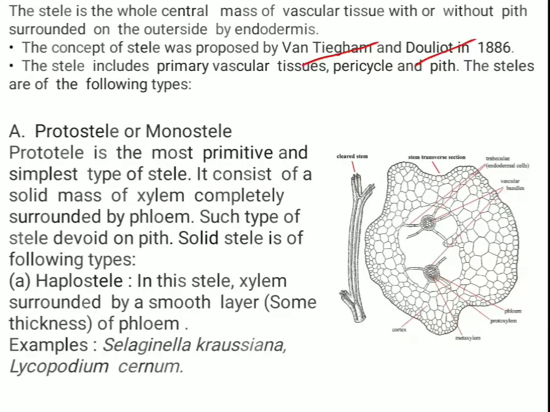in 1886. The stele, including primary vascular bundle, pericycle and pith. The steles are of the following types. First is the protostele. Protostele is also known as the monostele. Okay, must remember protostele is also known as the monostele.